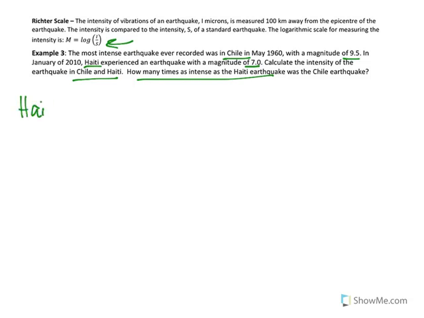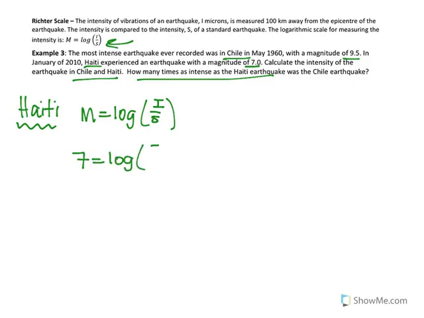So Haiti, let's do Haiti first. So we have M equals log of I over S. And it tells us that the magnitude in Haiti was 7. So we have 7 equals log of I over S. And now we're going to change this into an exponent. So remember, this base right here is 10. So we know that 10 to the power of 7 is I over S.